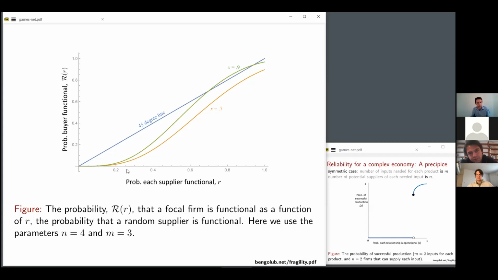So here on the x-axis is the probability that each of your suppliers is functional. Here on the y-axis is the probability that you're functional. This is for a fixed x, let's say x equals 0.7, or 0.9. And you can see how this curve looks. And the lemma says that the biggest fixed point of this is going to be the reliability of the economy.